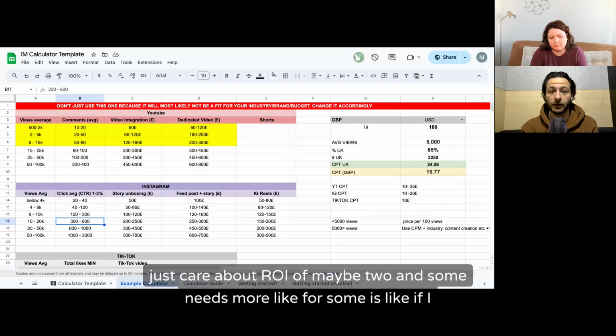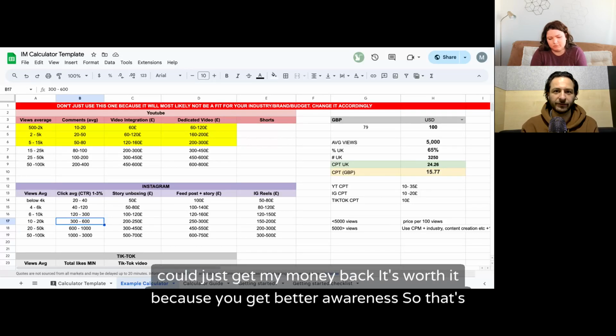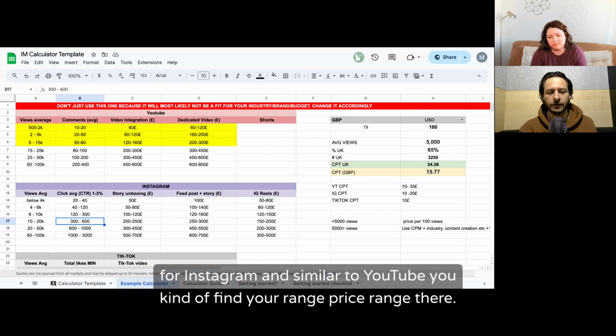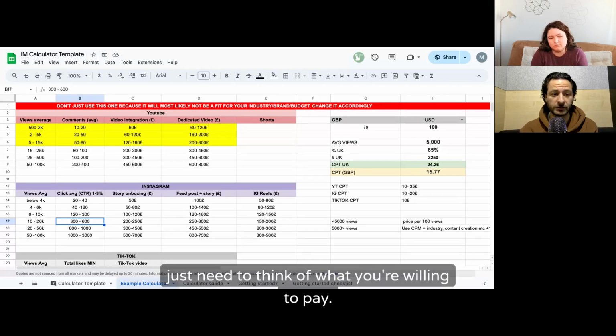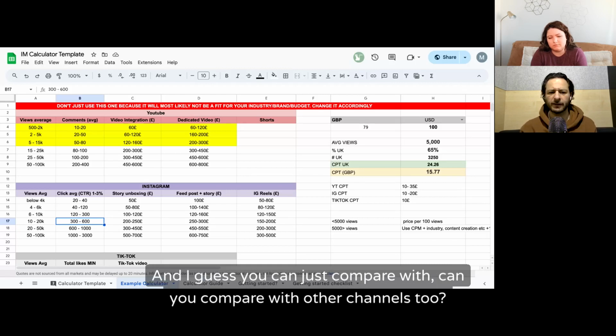Sometimes you just care about an ROI of maybe 2, and some need more. For some, it's like, if I could just get my money back, it's worth it because you get brand awareness. So that's for Instagram. And similar to YouTube, you find the price range that you're willing to pay, and you just need to think of what you're willing to pay. And I guess you can compare with other channels too?